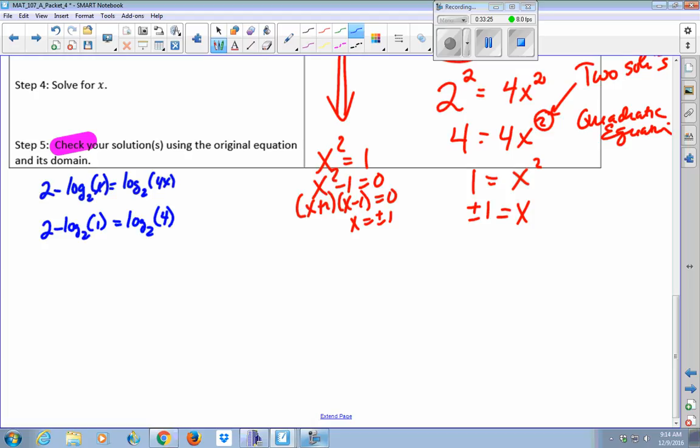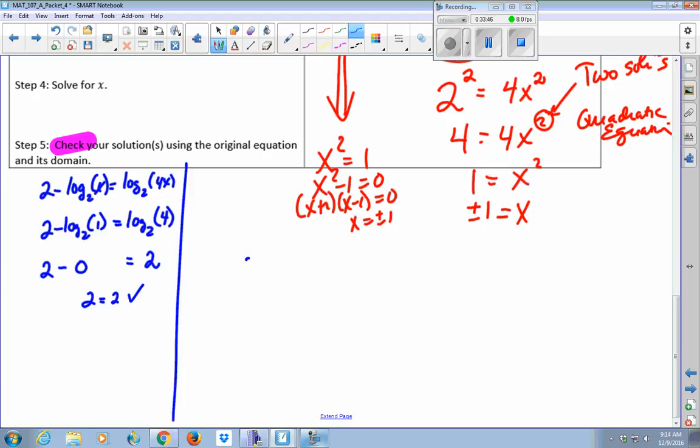Log base 2 of 4 is 2, because 2 squared is 4. Log base 2 of 1 is 0, because 2 to the 0 is 1. 2 equals 2. I'm a happy camper.